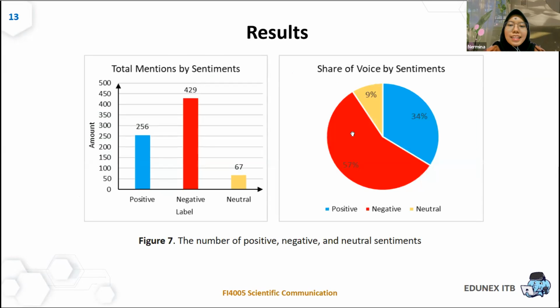Okay, now the result. After modeling with the naive Bayes method, only 34% have a positive sentiment, 57% dominate in negative sentiment, and the remaining 9% are neutral. And in the figure on the left side, there are the numbers of positive, negative, and neutral.